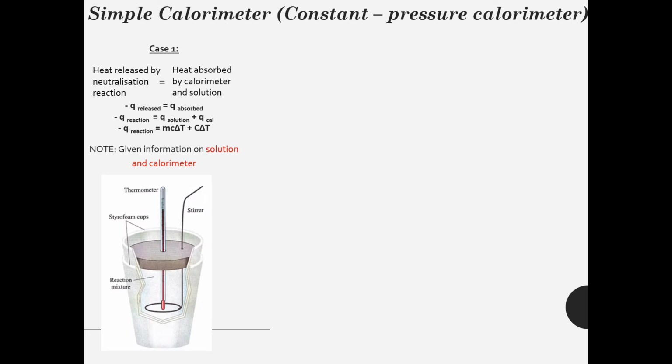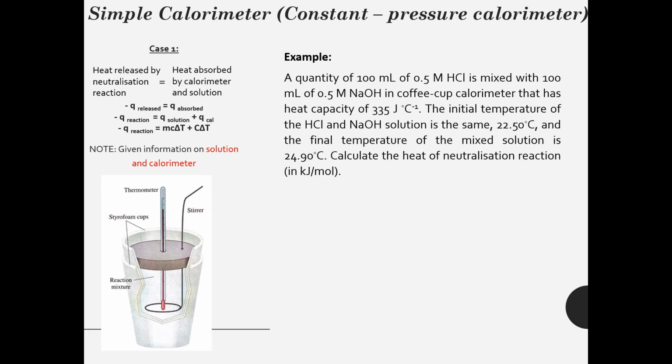So for simple calorimeter, there are two different cases. Case number 1 is where the heat of neutralization is absorbed by both the calorimeter and the solution. From the questions, usually we can get the information on the solution and also the calorimeter. For example, in this question, 100 ml of HCl is mixed with 100 ml of NaOH.